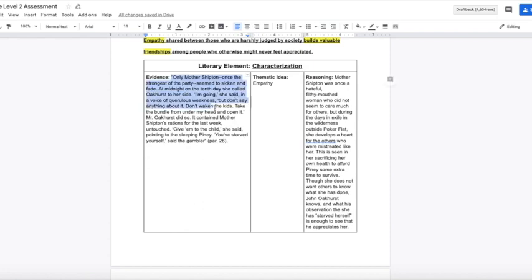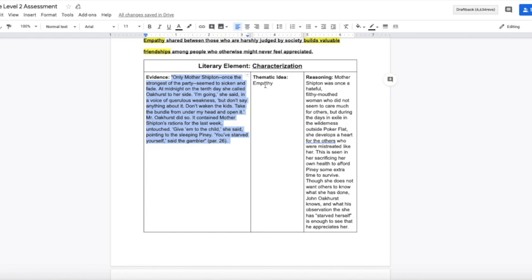So I selected my evidence. In this evidence, only Mother Shipton, once the strongest of the party, seemed to sicken and fade. At midnight on the 10th day, she called Oakhurst to her side. "I'm going," she said, in a voice of querulous weakness. "But don't say anything about it. Don't waken the kids. Take the bundle from under my head and open it." And as you know, it had her rations, and she says to give it to Piney. And the gambler, Oakhurst, says, "You've starved yourself," in observation of that.